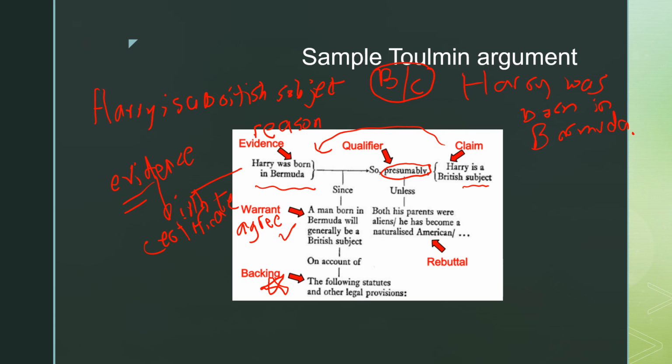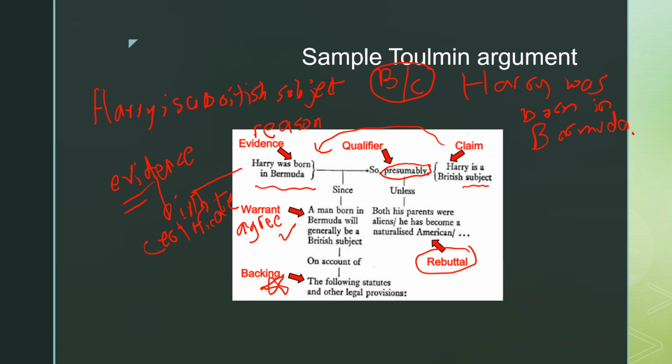Somebody comes along and says, he's become a naturalized American. Both his parents were aliens, were undocumented. So if that's the case, and somebody comes along and says that, that's the rebuttal. And can we counter that rebuttal? Can we come back and give documentation that he hasn't become a naturalized American citizen? And if we can counter that, then we put that in our argument.